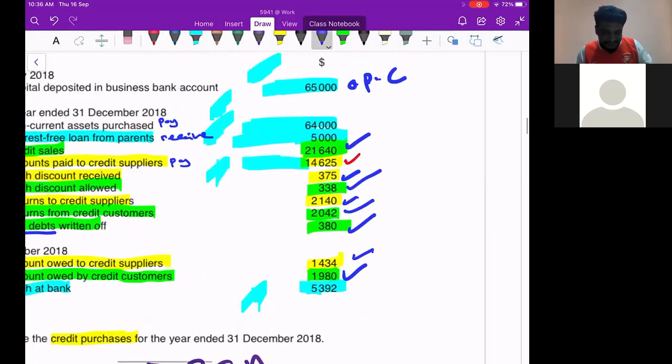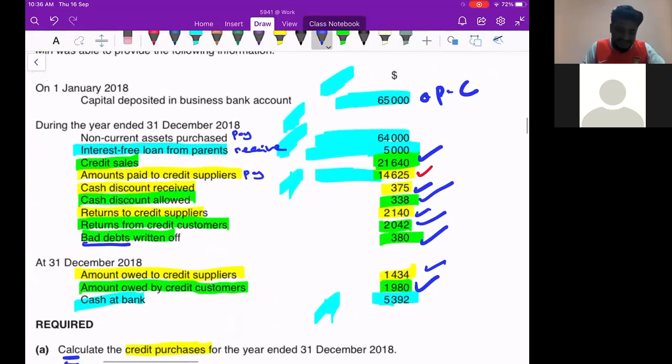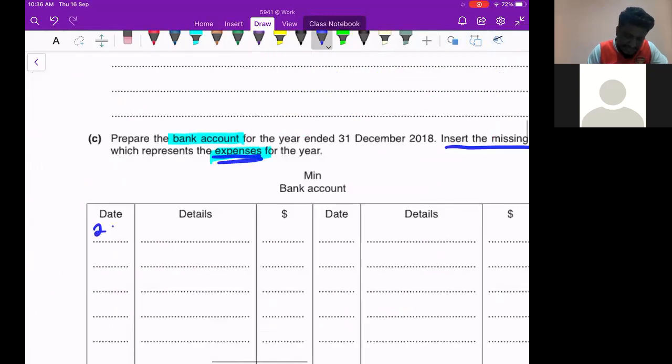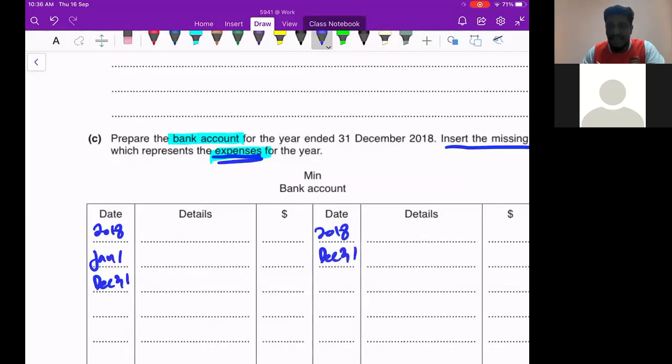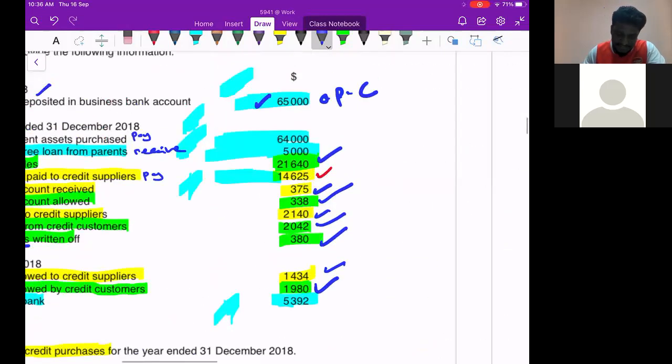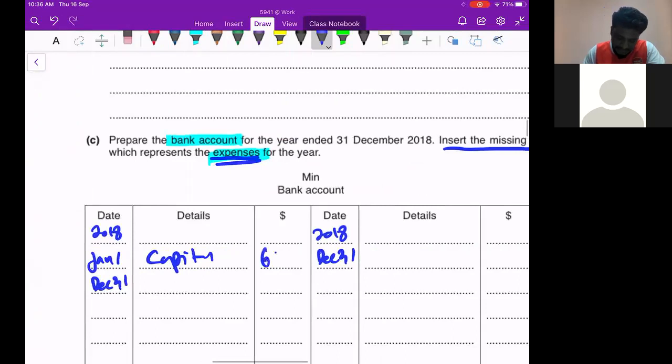So first one, capital. Capital is money received, so it will be on the debit side. Right here, 2018, January 1. The capital will be January 1. Other than capital will be December 31st, because they didn't give me any exact date. So the capital they gave you is January 1. How much is the capital? Again, 65,000.